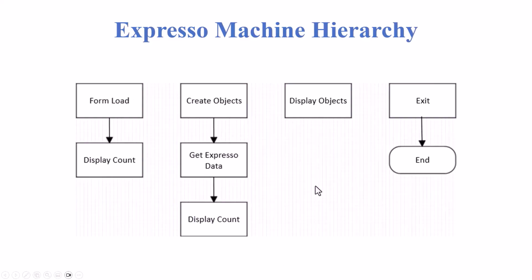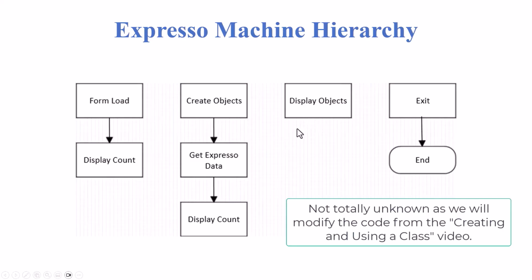Looking at a hierarchy chart of how this thing might look, we've got a form load, and in there we're going to try and display the count. We're going to have a create objects button, which is going to get espresso data and display a count. We're going to have the display objects, and we're going to have an exit. The subtleties or the detail of each of these particular methods up here is unknown. We're going to be coding that. We're going to be creating that as we go.